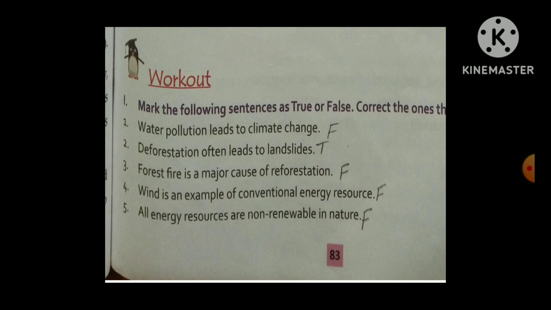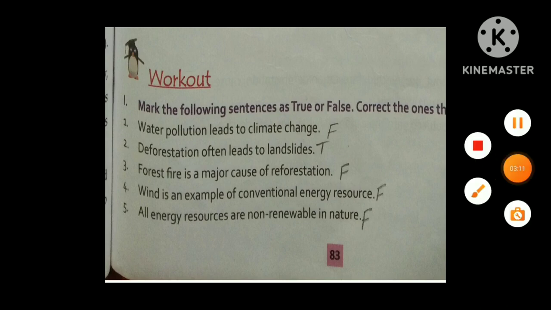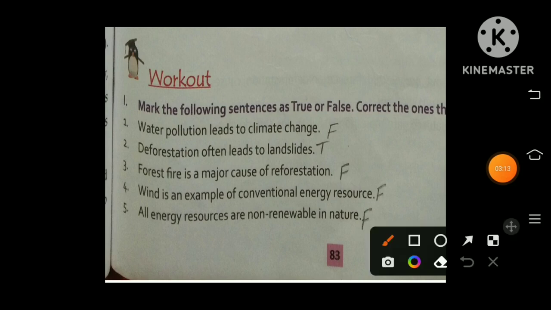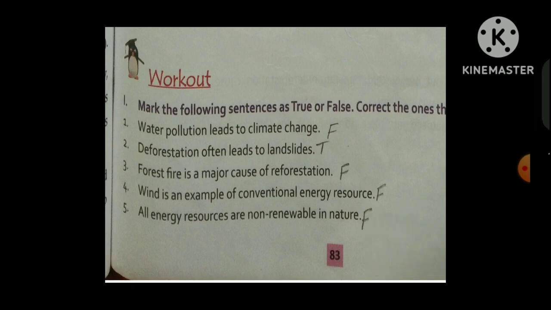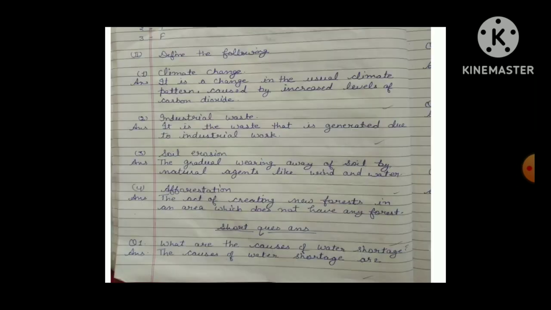Next is all energy resources are non-renewable in nature. That is false, because some sources of energy are renewable, while some are non-renewable in nature. So that is why it is false. Okay, now students, let's move to the question answer part. First is define the following.